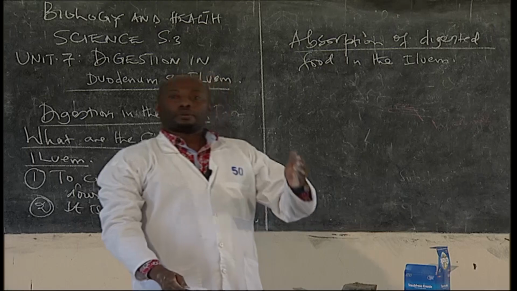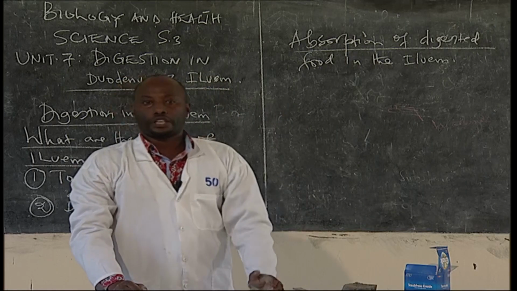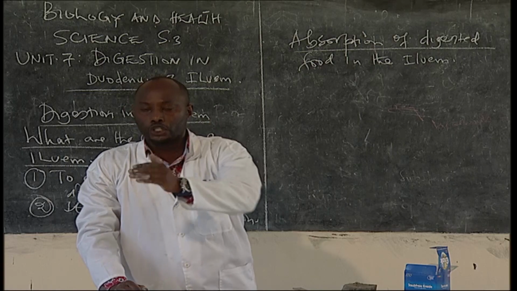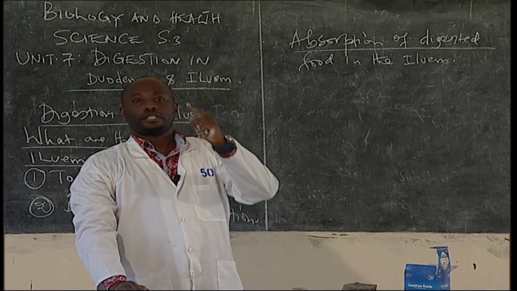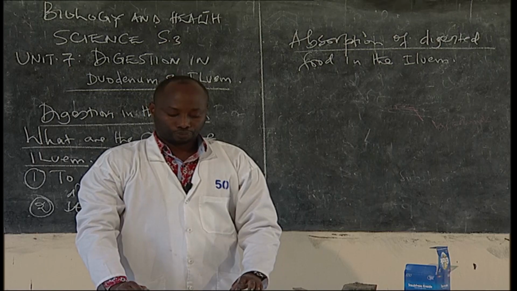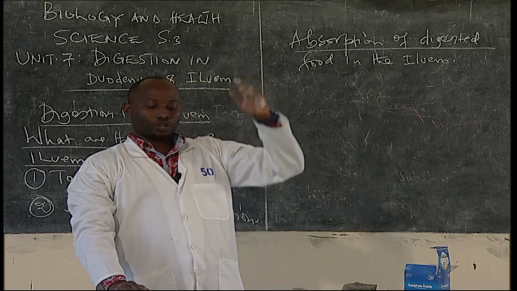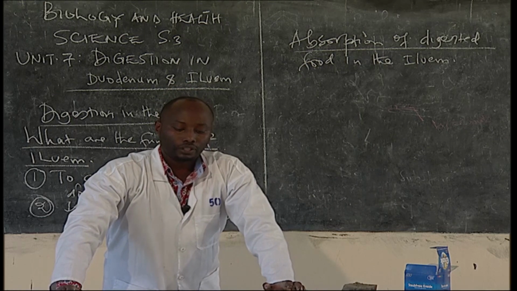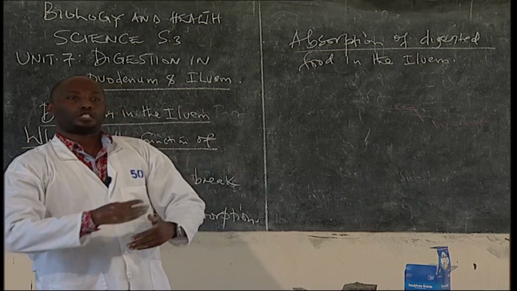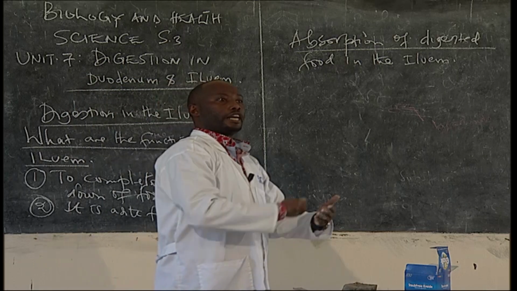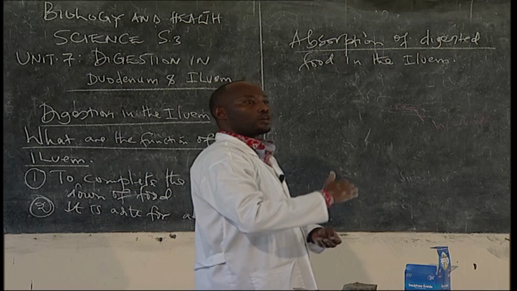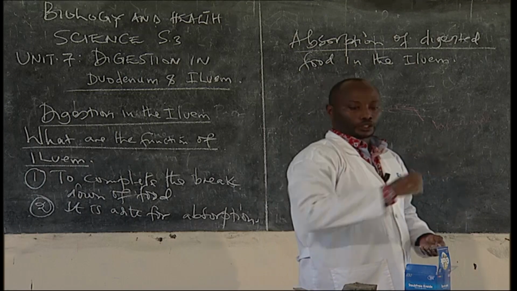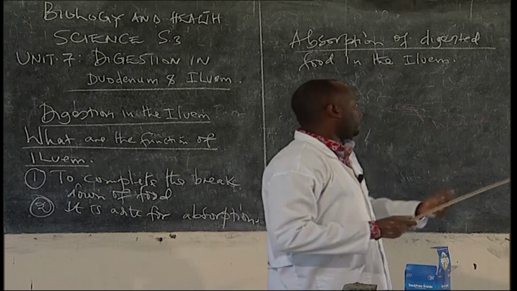I mentioned that one of the functions of the ileum is complete breakdown of food. Second, we said it is a site for absorption. So we can say most of the absorption of digested food takes place in the ileum. It's because the ileum has some specialized structures that enable it to carry out its function. What are those adaptations and characteristics that make the ileum perform its function? There are a number of adaptations.